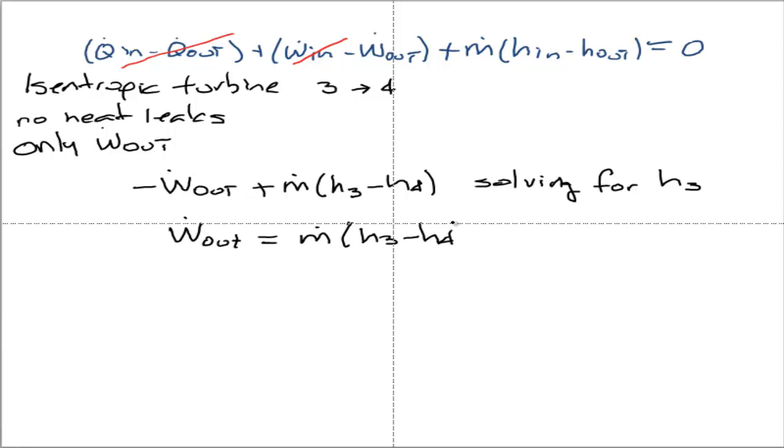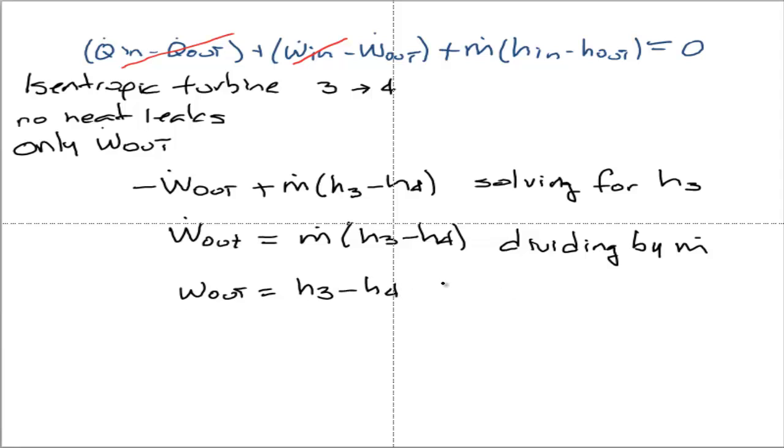If we divide again by mass flow rate, we will have the specific work out of the turbine, and will be just H3 minus H4. Work out, the first expression will be in kilowatts, the second expression will be in kilojoules per kilogram.